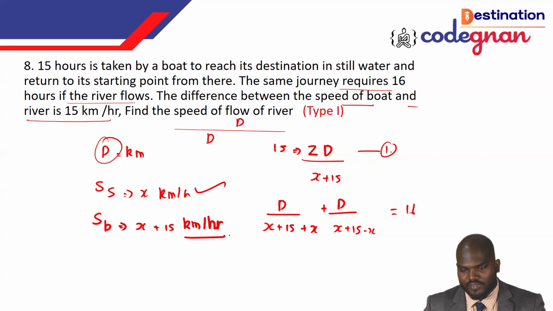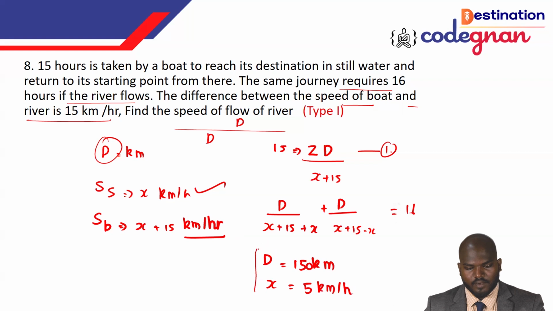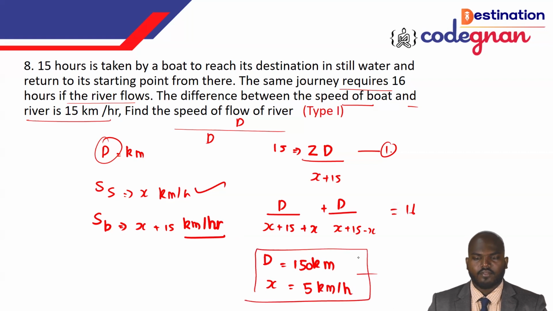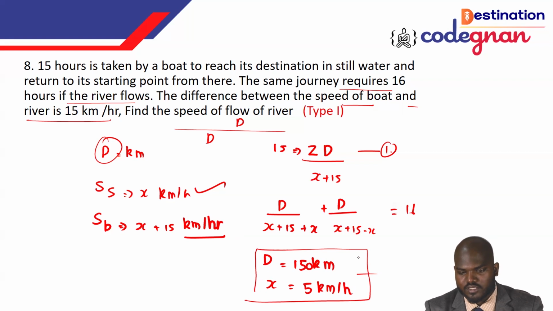Okay, so now you're solving the value here and you get the answer like, so d is equal to 150 kilometer and x is equal to what? That is 5 kilometer per hour. This is how you can find out the answer with respect to the question. This is one of the interesting questions, so make sure that you copy down and practice this one.